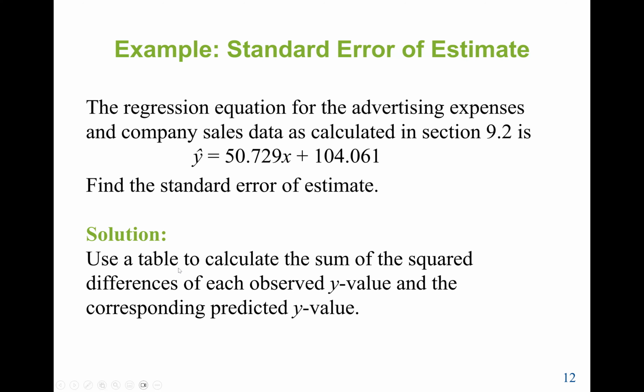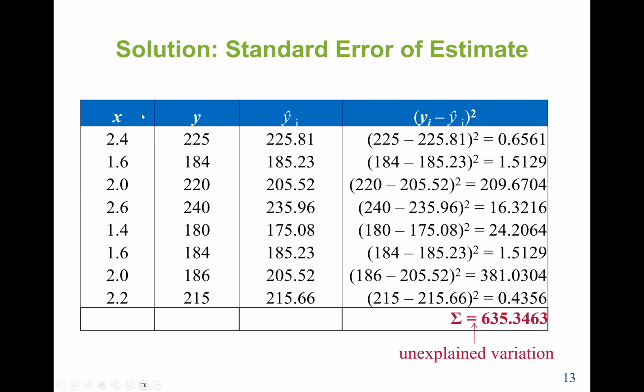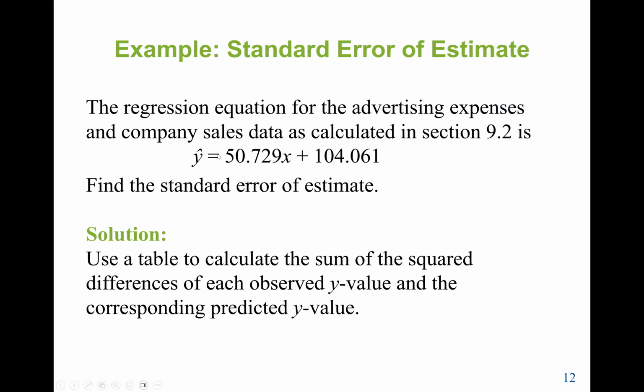Now they say we should find the standard error of estimate. Here we can use the table to calculate the sum of the squared differences of each observed Y value and the corresponding predicted Y value. This is the data set given to us in section 9.2. X represents the expenses, Y represents the company sales. Using the equation, we were able to find the Y hat.